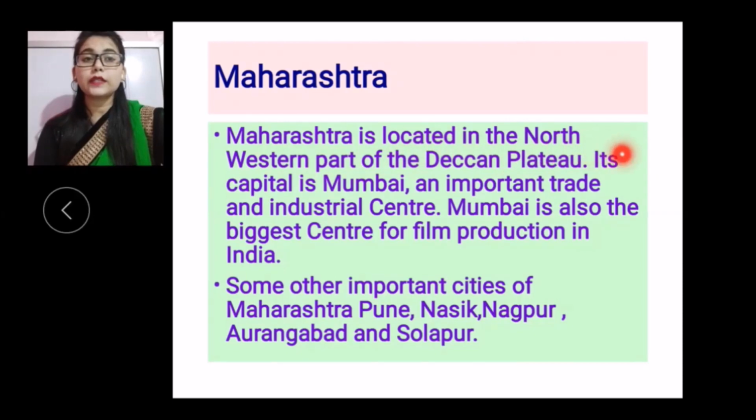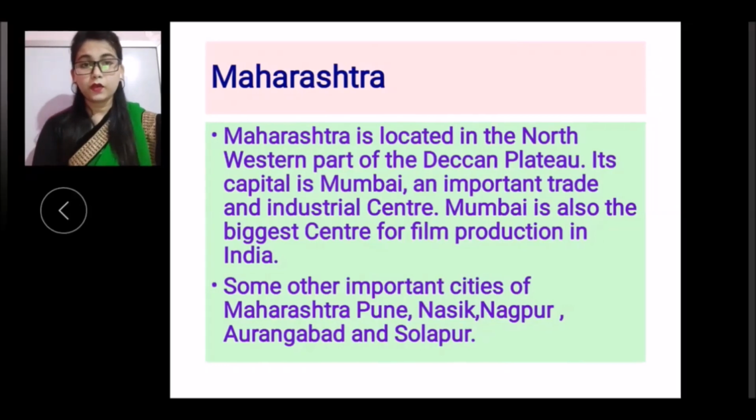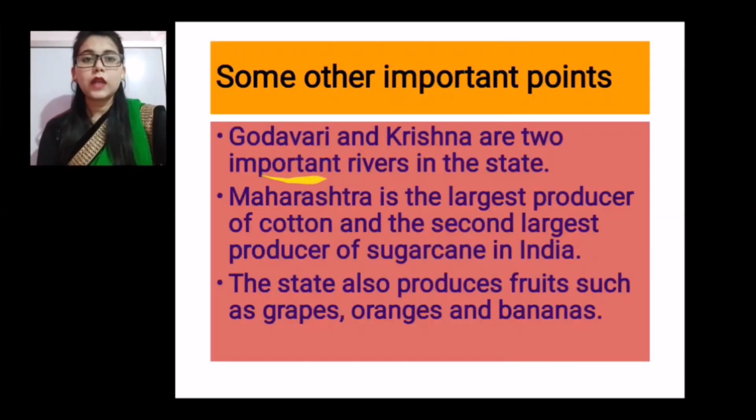Maharashtra is located in the northwestern part of the Deccan Plateau. Its capital is Mumbai, an important trade and industrial center. Mumbai is also the biggest center for film production in India. Some other important cities of Maharashtra are Pune, Nashik, Nagpur, Aurangabad and Solapur. Godavari and Krishna are two important rivers in the state.